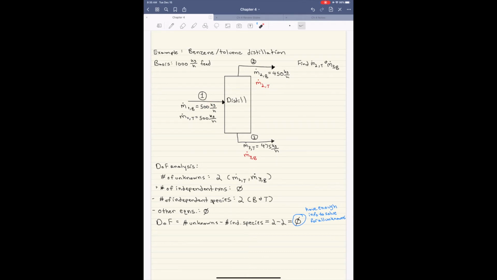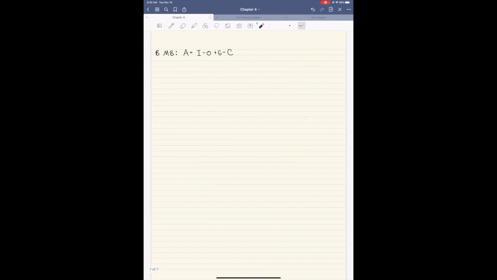The way I set it up, I never said anything about these values changing over time, right? And so these values are steady over time, and so that implies that our system is at steady state, okay? And so if our system is at steady state, that means that our accumulation term is going to be equal to 0. All right?